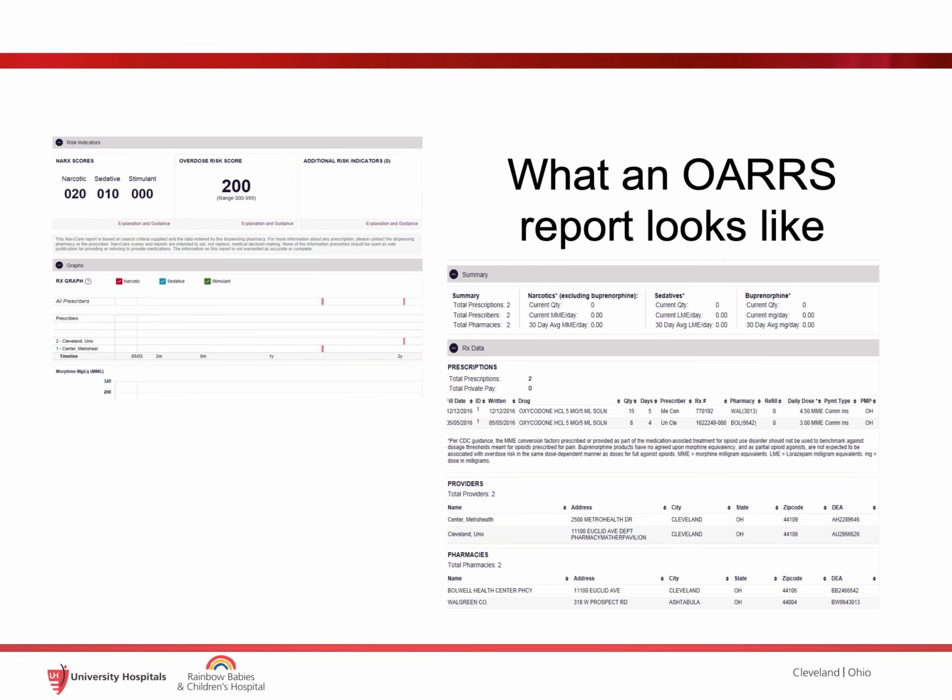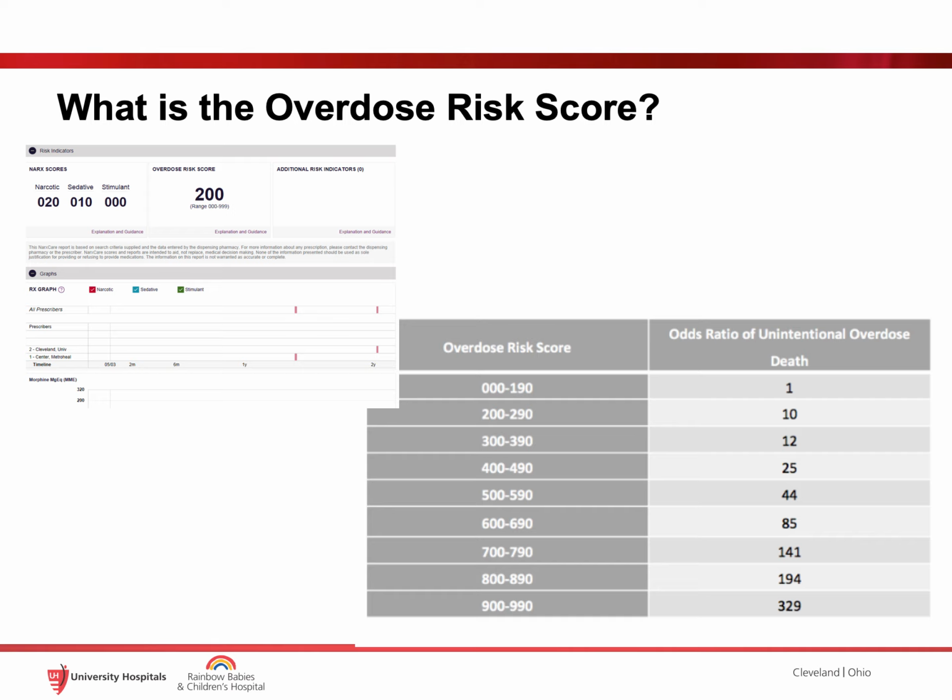So here's what an OARRS report looks like. It gives you the information on what prescriptions were prescribed. So what was the drug? How much? Did they have any refills? Who wrote for it? And where was it filled? So you can get all of that information. They also have the risk level, which is at the top, the overdose risk score, at the top of the screen, at the top of the slides, but also on the top of the OARRS report.